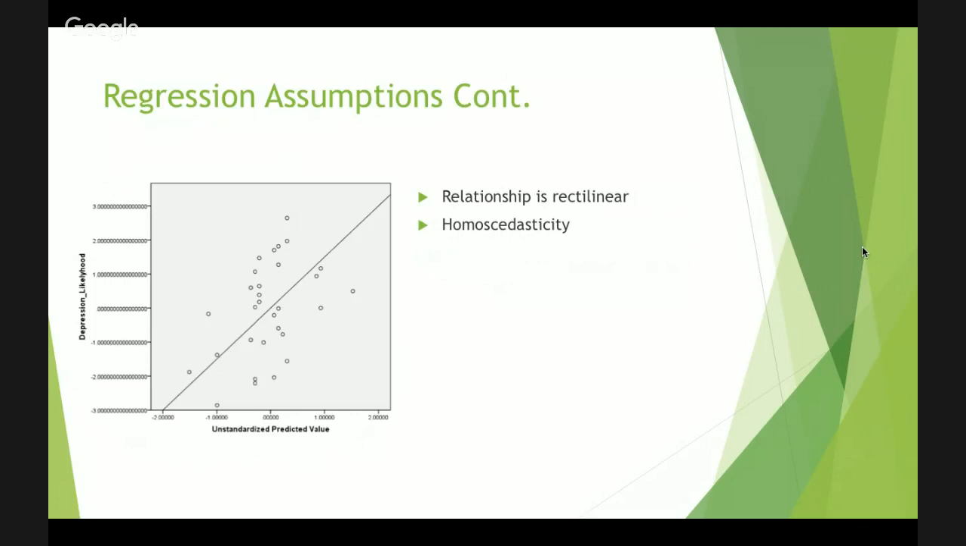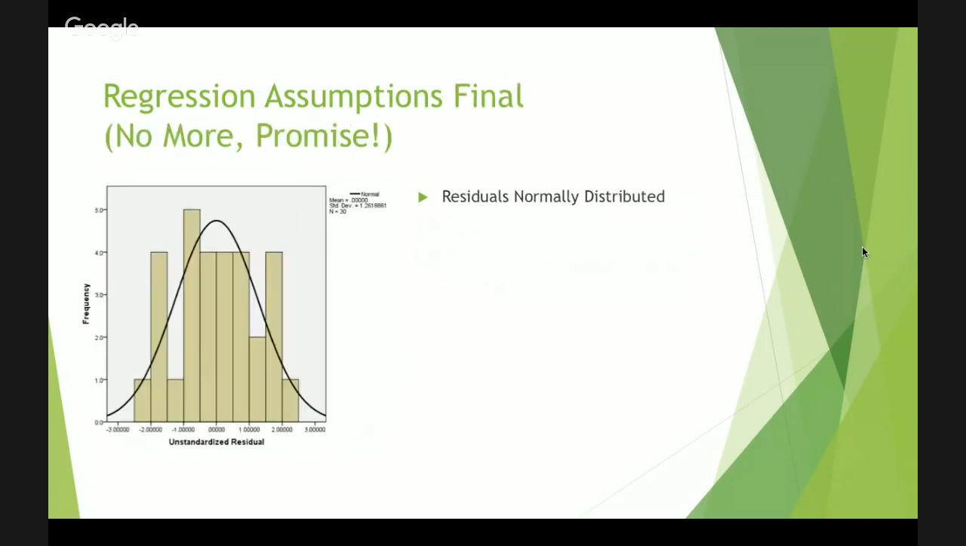And then we have homoscedasticity, which is just that the variances are roughly together. For this one, we did a graph, and since the points are very well wrapped around the line, it passes that assumption. Now, finally, I promise, no more assumptions for regression, is that residuals are normally distributed. And since we have that nice curve, good, that checks out, moving on.